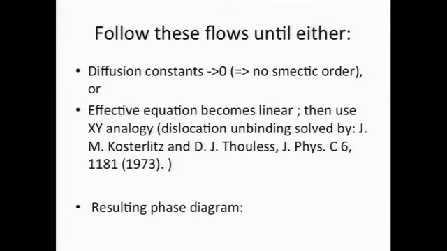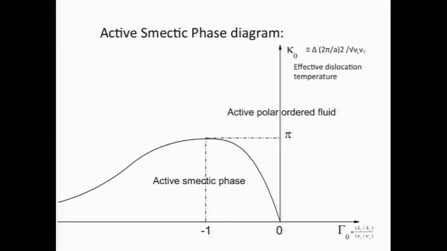You can just quote results from Kosterlitz and Thouless. So the big question is, when you follow those anisotropic KPZ flows, do you get down to the linear regime before you start seeing dislocations or not? If you do, then you can use the linear theory to decide whether the dislocations are bound or not. If you don't, they're probably unbound. Okay? So if you make that argument, you can get a phase diagram.